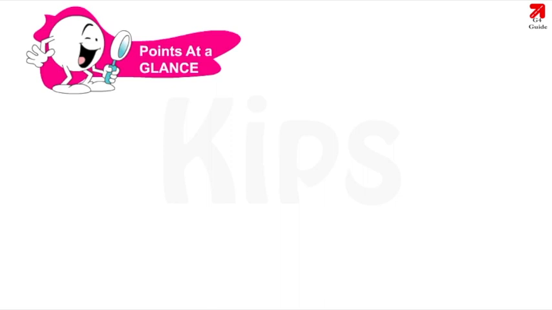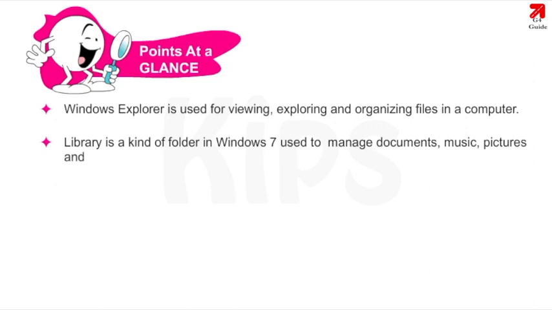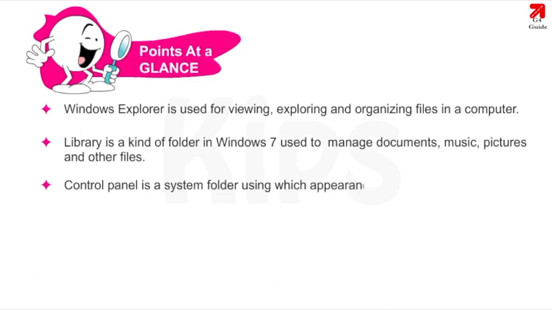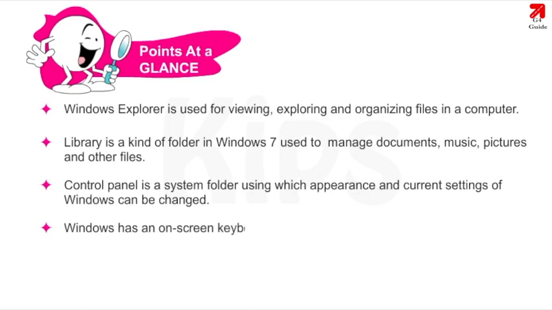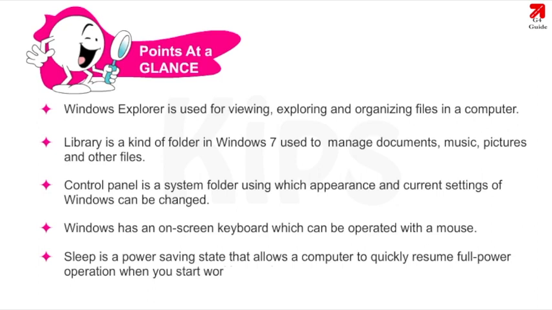Let us quickly glance through the key points discussed in this chapter. Windows Explorer is used for viewing, exploring and organizing files in a computer. Library is a kind of folder in Windows 7 used to manage documents, music, pictures and other files. Control Panel is a system folder, using which appearance and current settings of Windows can be changed. Windows has an on-screen keyboard which can be operated with a mouse. Sleep is a power-saving state that allows a computer to quickly resume full power operation when you start working again.